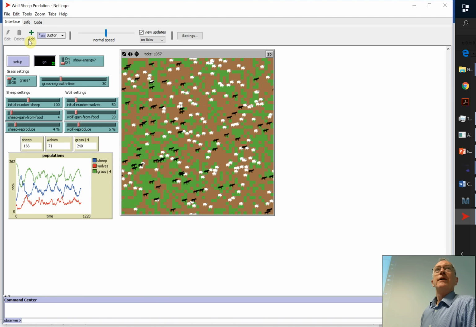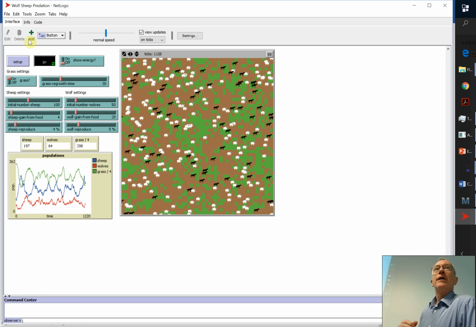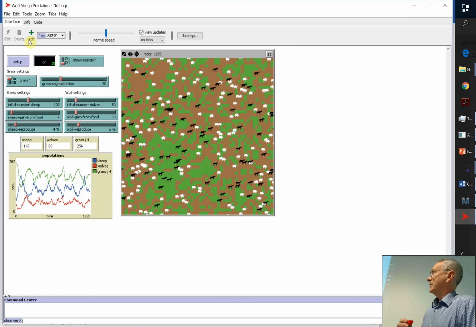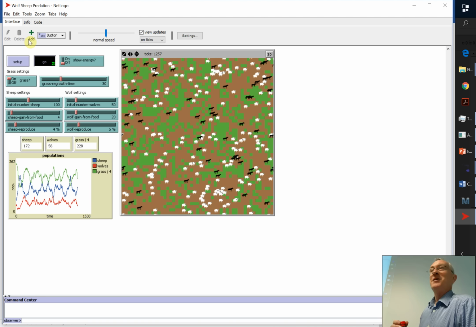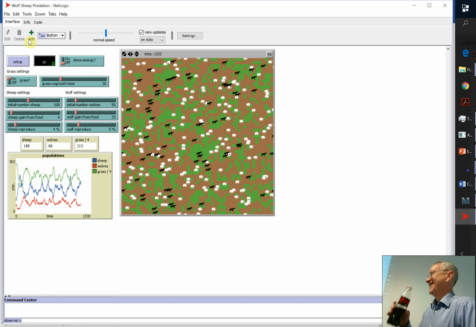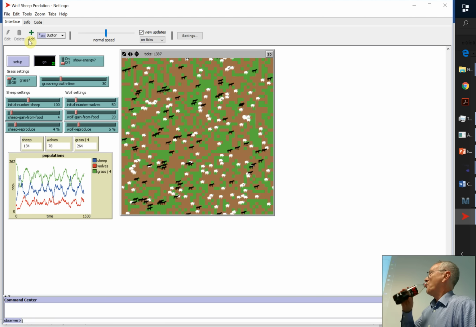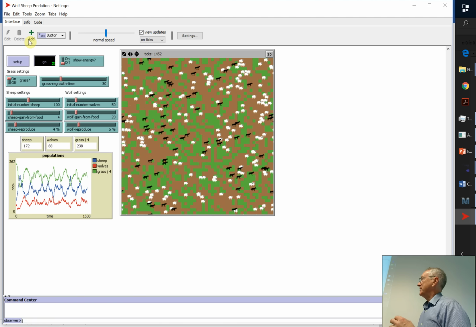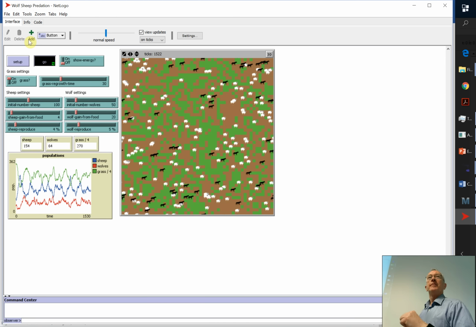Wolves aren't reproducing, are they? Huh? Wolves are reproducing too. Oh, yeah, no, the wolves are allowed to have sex in this model. Yeah, okay. Well, it's all about how you vary the rate of grass regrowth.